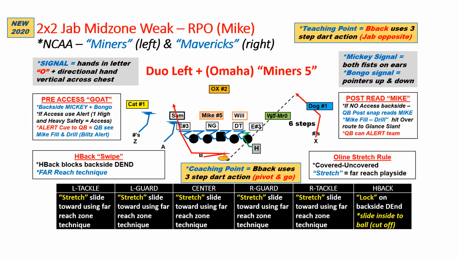You can add counteraction to this or a jab mid-zone. All we do there is add the Omaha signal, which means opposite for the back dart action. He's going to line up opposite where he normally would be. That's just both hands in the letter O, and then we do our normal mid-zone swipe, hand across vertically across the chest. Again, no verbals needed with the Omaha, only the back and the quarterback need to know. And we still have our same Mickey read with the X on the glance route.